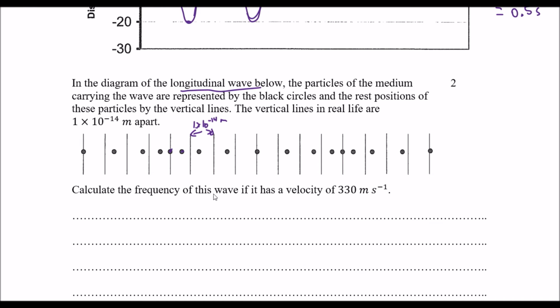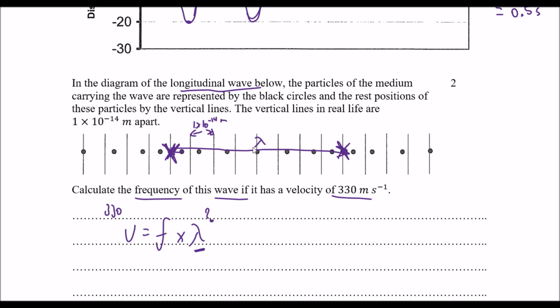It says, calculate the frequency of this wave if the velocity was 330 meters. So this formula will come in handy. Let's see, our velocity we already know is 330, but we don't really know what wavelength is. If we look at this graph here, a wavelength on a longitudinal wave is from one compression to another compression. So it's sort of this line across here, that is one wavelength.